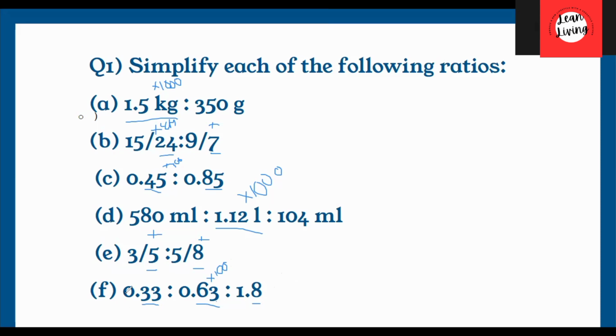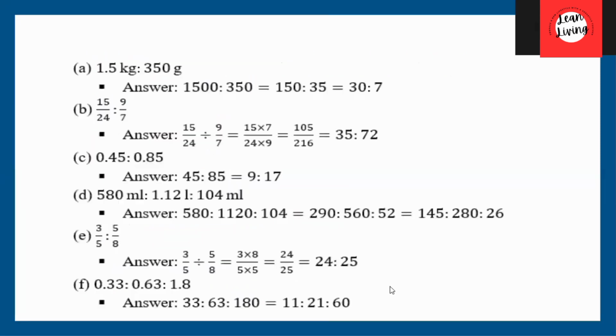Now let's look at the final answers. Okay, here we have the conversion answers. As I told you, 1.5 kg ratio 350 grams, that is 1500 ratio 350. You simplify it further and you get 30 ratio 7.